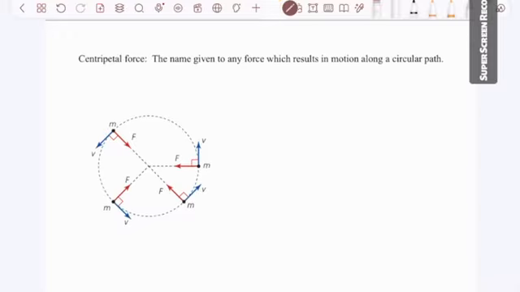First of all, I'm just going to go through some concepts that are new to you, starting with centripetal force, which is the name given to any force which results in a motion along a circular path. We're going to be diving more deeply into this diagram in just a moment.